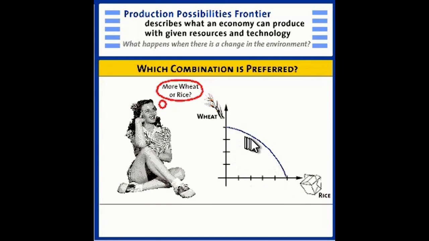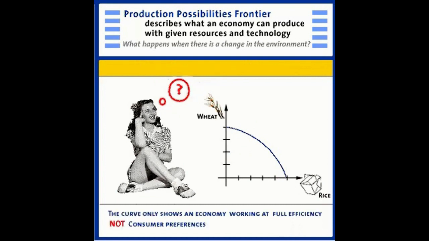Unless you know something about consumer preferences, you're not able to say which of these feasible points is the most desirable. If our economy likes a lot of wheat, this point up here might be the best one. If our economy likes a lot of rice, this point might be the best one. If our economy likes a nice balanced mix, then this point might be the best one.